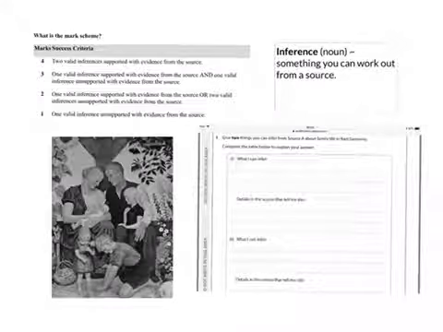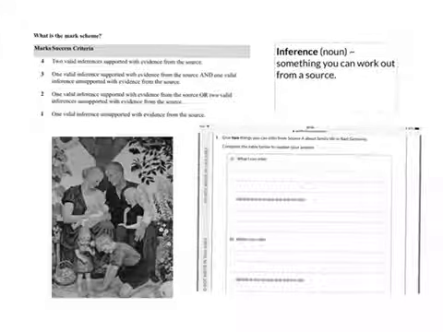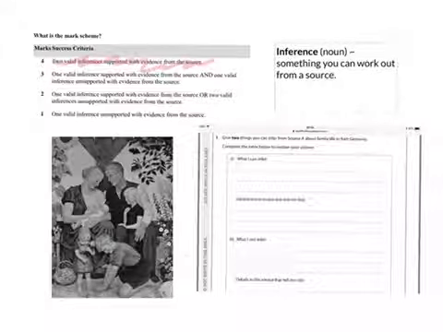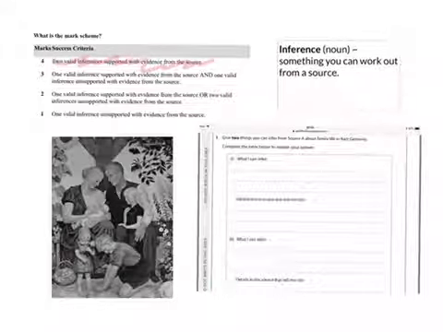So just to sum up, it's one of the easiest questions on the exam. The inference question, give 2 things you can infer. The way to get 4 marks, 4 out of 4, is 2 valid inferences supported with evidence from the source. And as we discussed earlier, you will get a table to complete. You should spend a maximum of 5 minutes on this question.